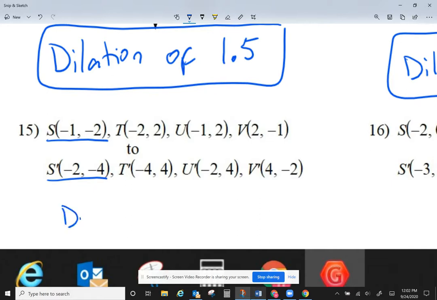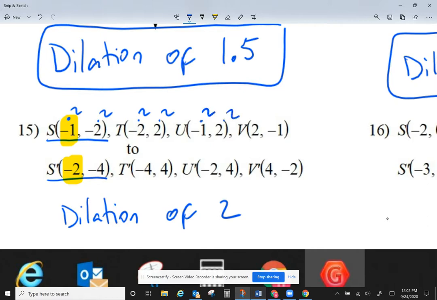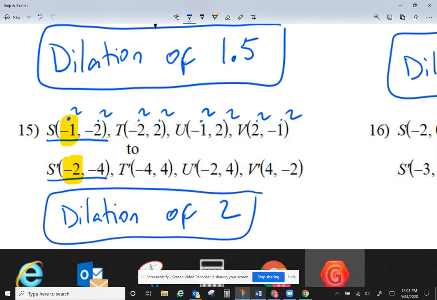So I'm going to say dilation of, so I'm going to try dilation. And the way I'm going to do the scale factor, I'm going to go -2, start with the number from the prime, -2 divided by -1. -2 divided by -1 is +2. Now, if I multiplied each of my numbers by 2 on the original number, I get the numbers from the prime. So yeah, it makes sense. My dilation of 2.